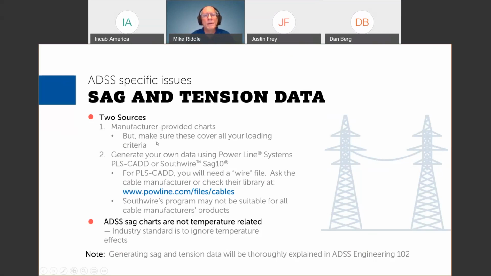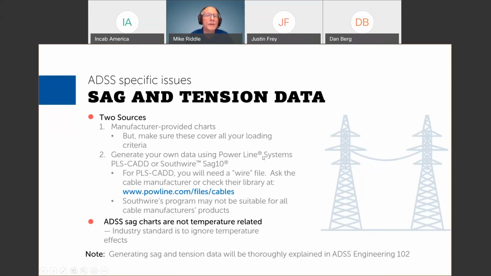And that's why I say here, you need to check and make sure that it's covering your loading criteria. Because sometimes you're doing things beyond just what the NESC loading district says. In any event, your second choice is that you can generate your own data.